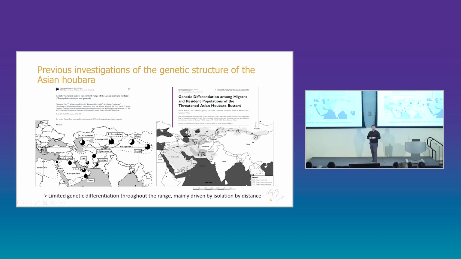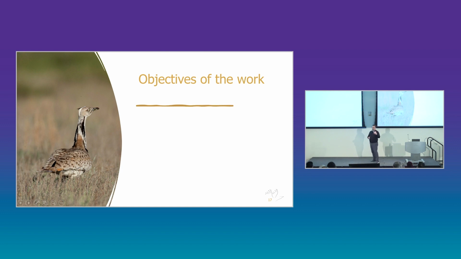There has been some work done before on the species in terms of analyzing genetic structure. The first work in 2004 was done using mitochondrial DNA. The second work, published in 2012, was using microsatellite data. And the results of both those studies are very similar: they identify limited genetic differentiation throughout the range, mainly driven by isolation by distance. So that's why we wanted to work further and use some genomic data to look a bit deeper into this.